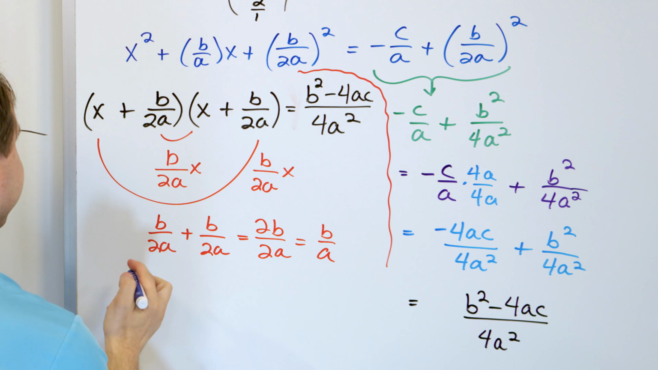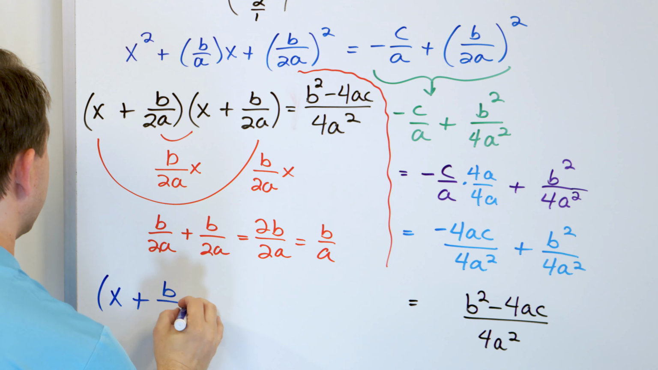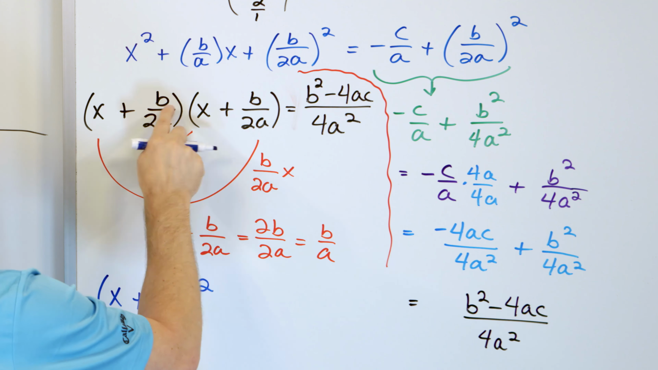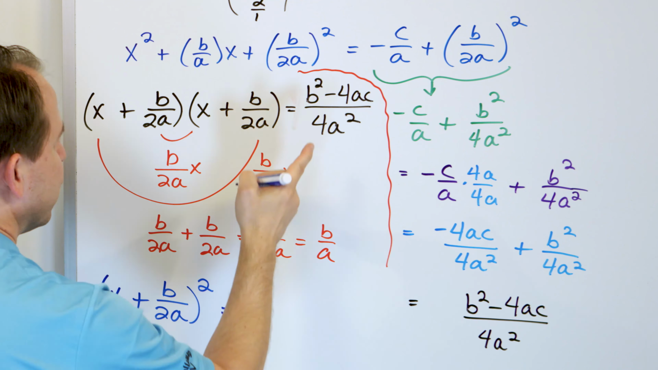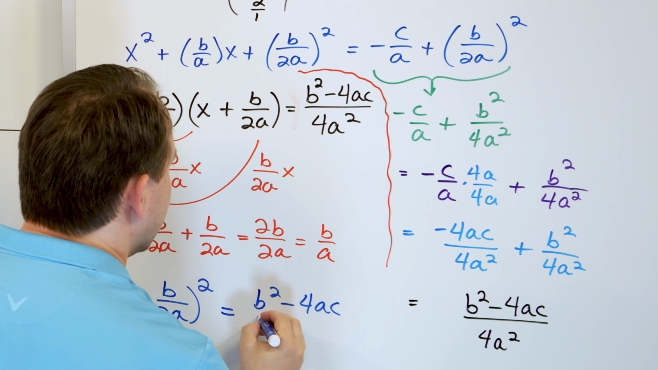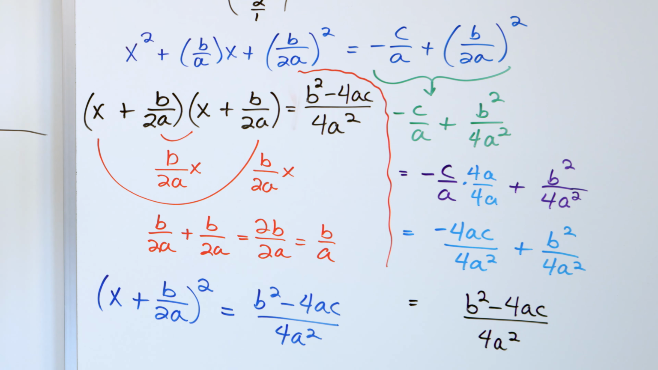These are identical terms, so just like we always do in completing the square, it's x plus b over 2a. We're going to make it quantity squared because they're multiplied times each other. On the right, we're going to have b squared minus 4ac over 4a squared. And it doesn't look like we made much progress, but actually the only variable, which is what we're trying to solve for, is in here.